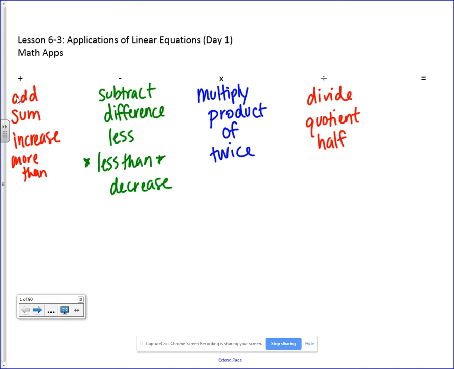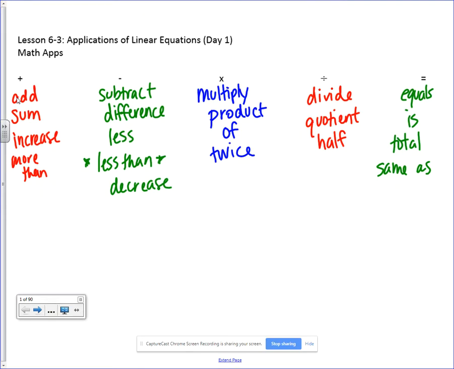Okay, obviously if we have half, that means to divide by 2. Quotient is the fancy one. A lot of times people think the word difference means to divide, but remember difference is in your subtraction list. And finally, we have that equal sign over there. So that's your list of words that mean equal.